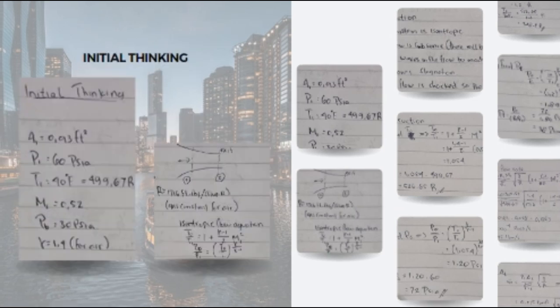So first one is the initial thinking. For the initial thinking, we have A1 equal to 0.030 feet squared, P1 is 60 psi, T1 is 40 Fahrenheit, and we convert it to Rankine, which we get 499.6. So the Mach number at point 1 is 0.52.